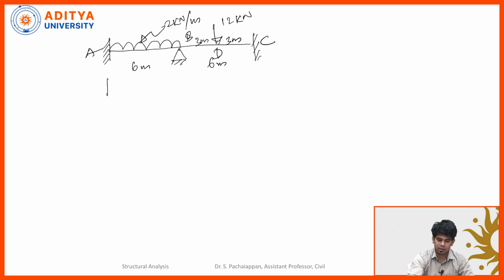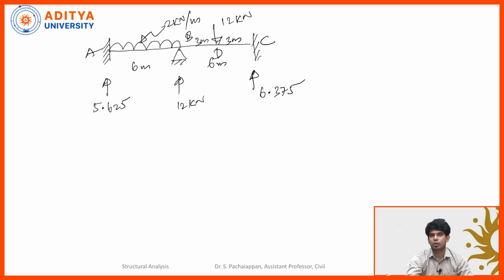Now let us write all the reaction forces. RA is 5.625, RB is 12 kilonewton, RC is 6.375 kilonewton. Now I am going to write the shear force at the point C.